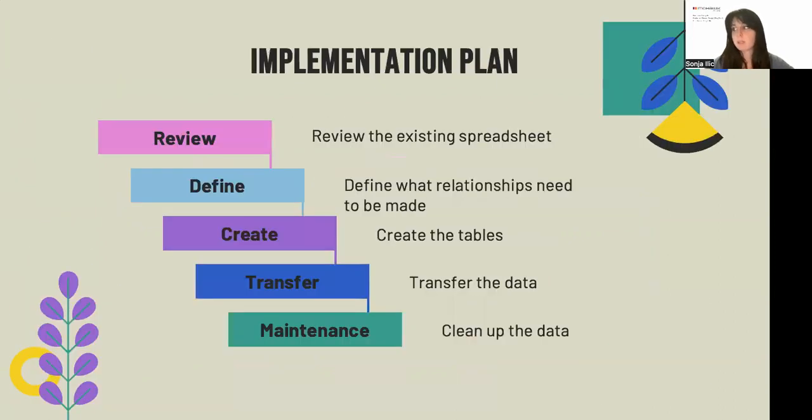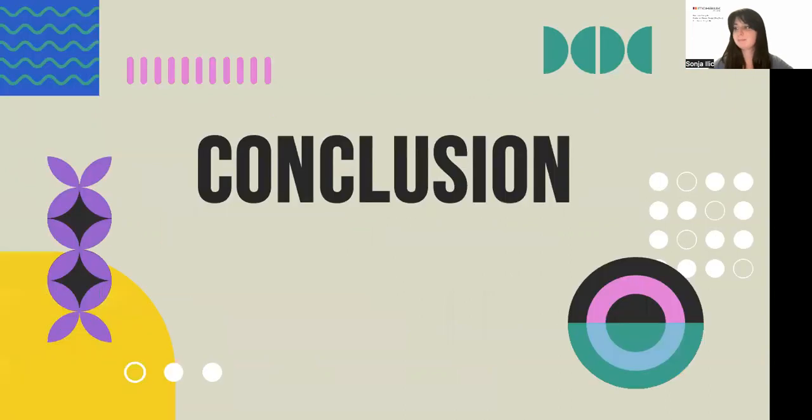To implement it, one of the first things that we would do is review your existing spreadsheets, define what kind of relationships would need to be made, create the tables from there, transfer your data, and then of course, clean it up and refine it.